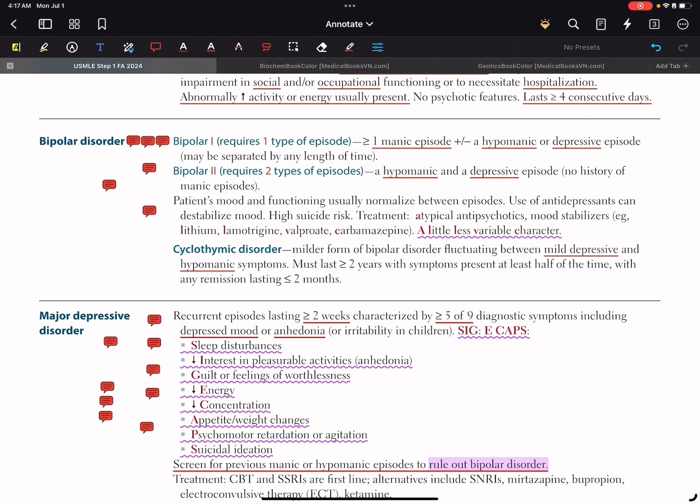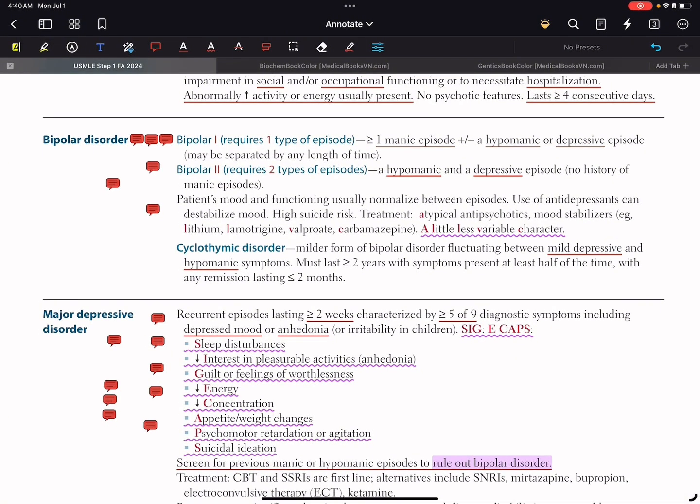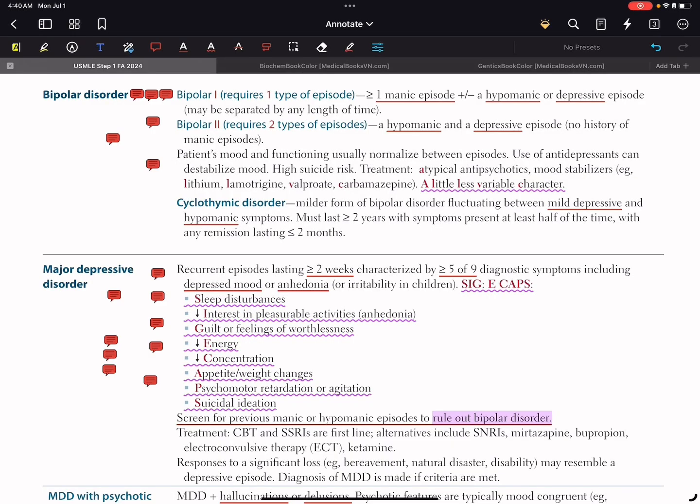Bipolar disorder: we have bipolar 1 and 2, and cyclothymic disorder. Bipolar 1 requires 1 type of episode, more than 1 manic episode, plus or minus a hypomanic or depressive episode, which may be separated by any length of time. Bipolar 2 requires 2 types of episodes, hypomanic and depressive episodes, with no history of manic episode. Okay. Bipolar 1 requires more than 1 manic episode; a hypomanic or depressive episode may be separated by any length of time. Bipolar 2 requires a hypomanic and a depressive episode, with no history of manic episode.